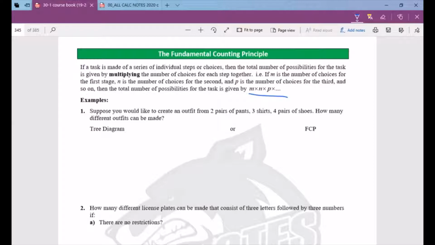How would you create an outfit from 2 pairs of pants, 3 shirts, 4 pairs of shoes? How many different ways can you get dressed in the morning? Okay, so as a tree diagram, so this ends up being just kind of a visual way.